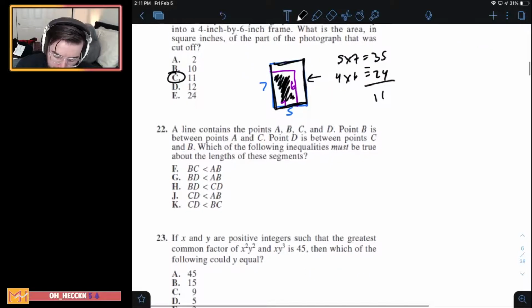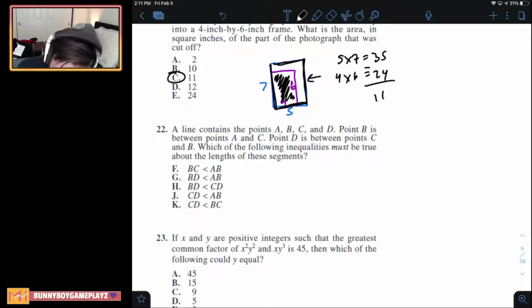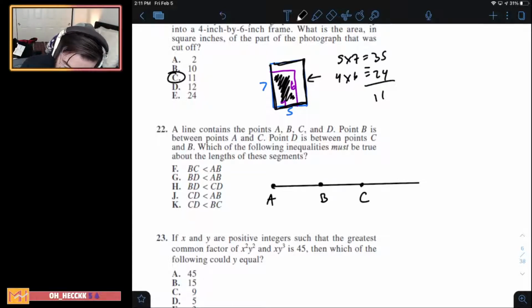A line contains the points A, B, C, and D. Point B is between points A and C. Point D is between points C and B. So a line, quite a mouthful there. Point B is between A and C. Here's point C. And point D is between points C and B. Oh, so D is between C and B.